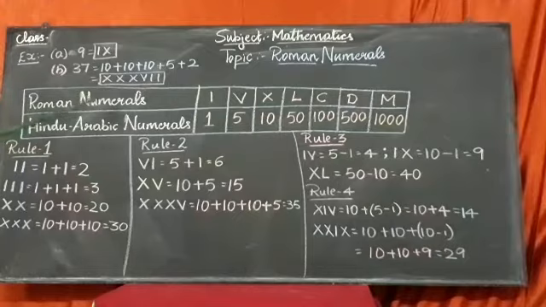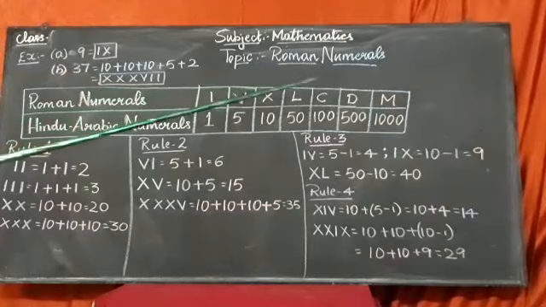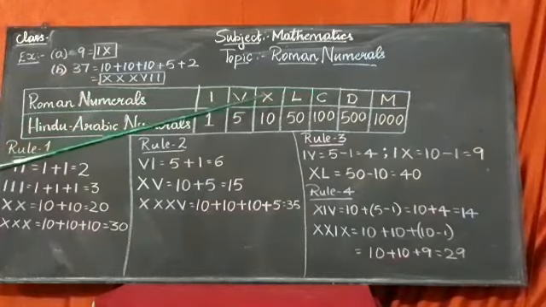We have some points to write Roman numerals. First point, there is no 0 in Roman numerals. Next point, there is no place value chart for Roman numerals. Third point, the numbers are obtained by either addition or subtraction of these 7 alphabetical symbols.